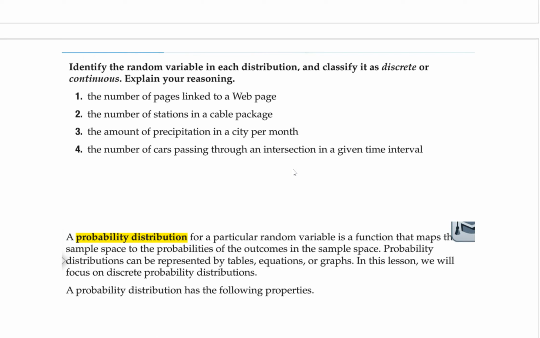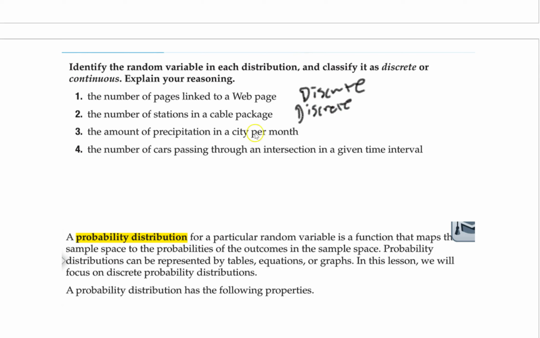Let's see some more examples. Same idea. The number of page links to a web page, that's also discrete. The number of stations on a cable package. If you get channels, you're not going to get half a channel. You're going to get a countable amount. So that's discrete also.